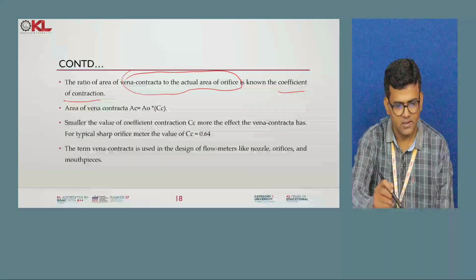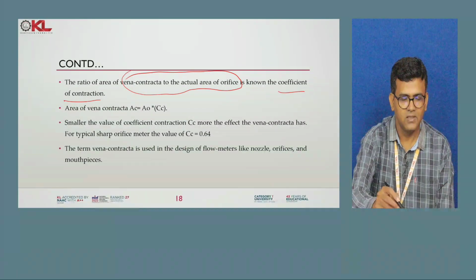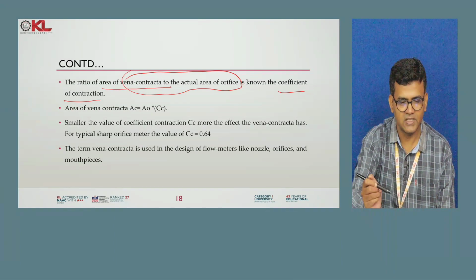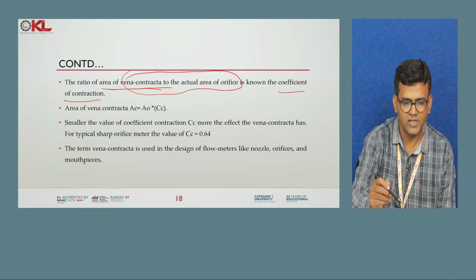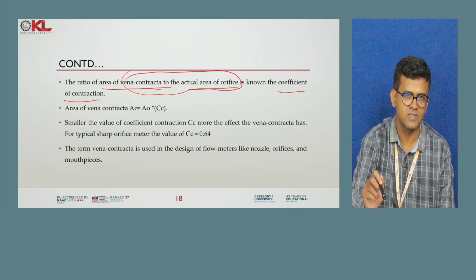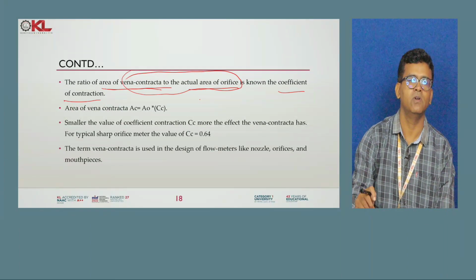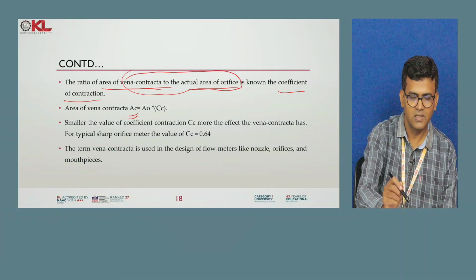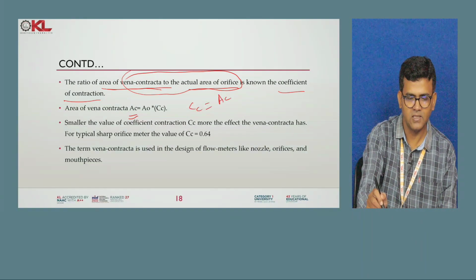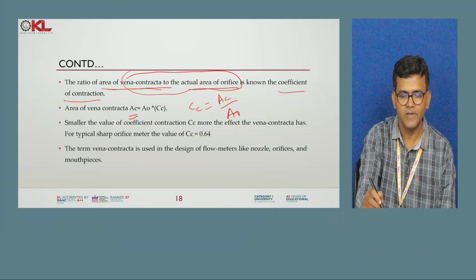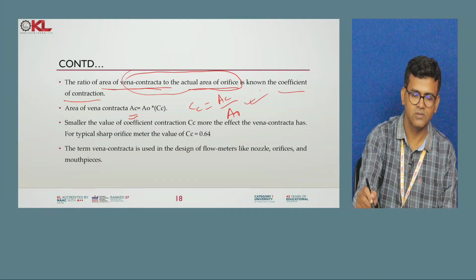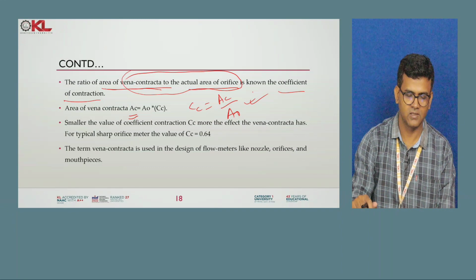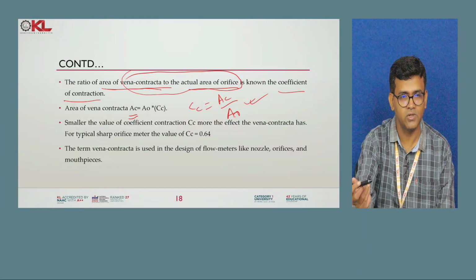We have seen the vena contracta. Now, the ratio of the area of the vena contracta, where the stream diameter is minimum, to the actual area of the orifice is called the coefficient of contraction. So the coefficient of contraction can be written as Ac upon A naught, where Ac is the cross sectional area where the vena contracta exists, and A naught is the orifice area. This is the coefficient of contraction.